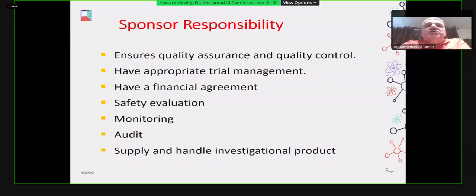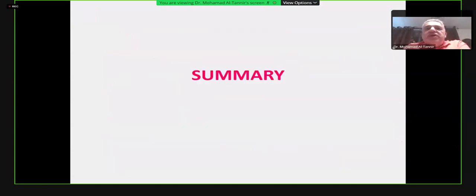What are the sponsor's responsibilities? The sponsor should ensure quality assurance and quality control, have appropriate trial management, and a financial agreement that should be fulfilled with the institution and the investigator, because the institution will charge some overhead for all research conducted on their premises. Safety evaluation, monitoring, audit, and supply and handling of the investigational product. All these are responsibilities of the sponsor.